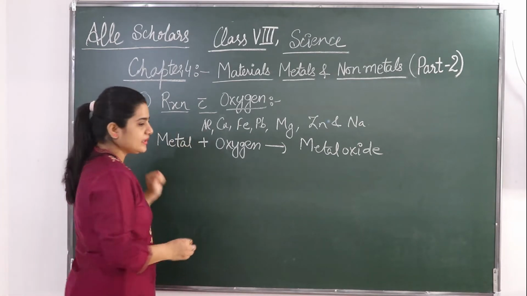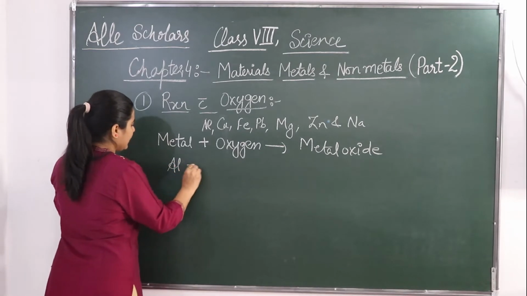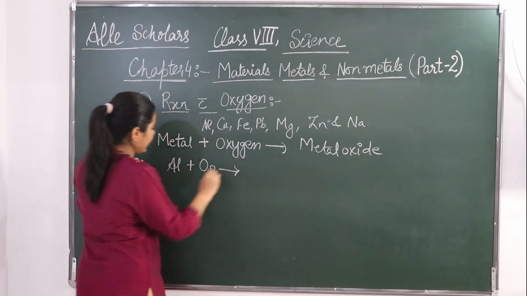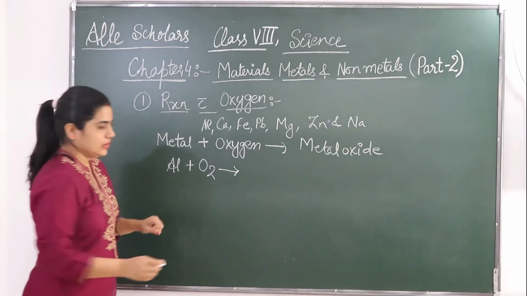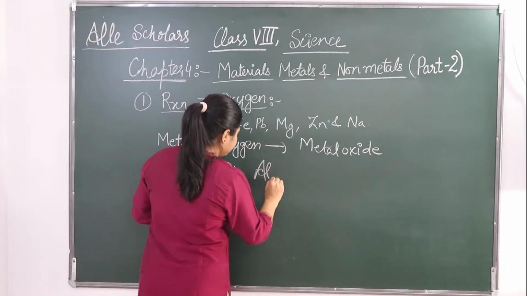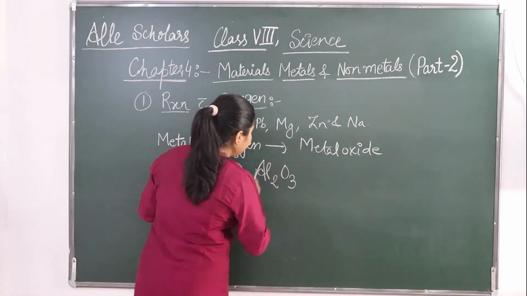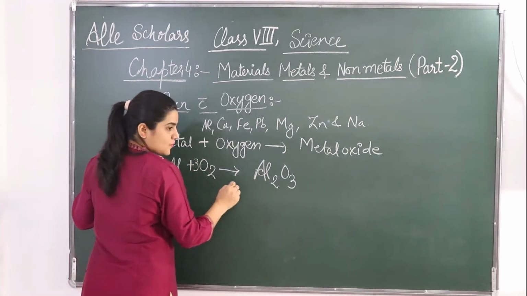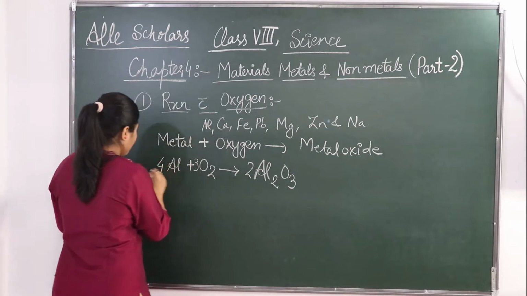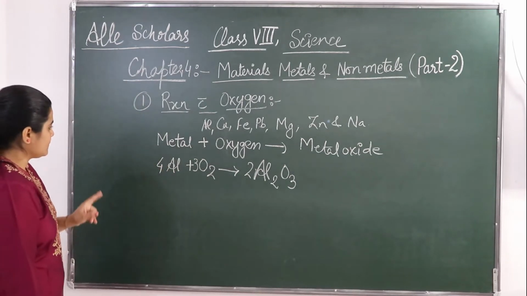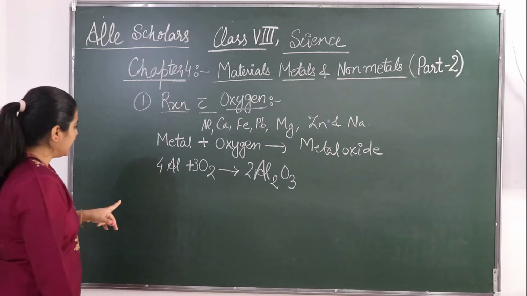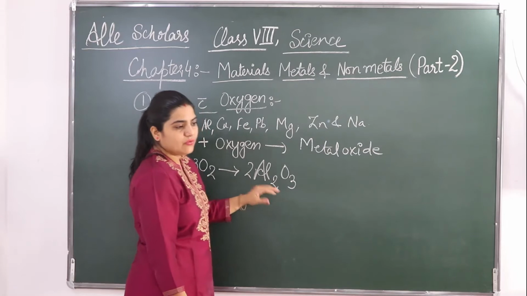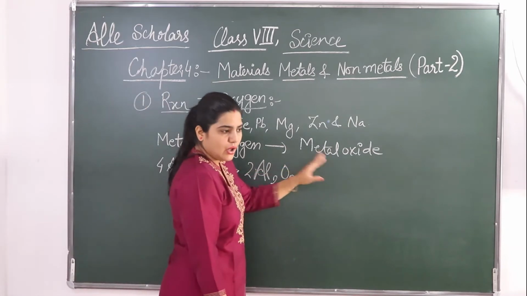Let's take some examples. First, let's take aluminum. Aluminum plus oxygen is going to give aluminum oxide. You need to just balance the reaction. So we have reacted aluminum with oxygen and it gives aluminum oxide, a metal oxide.